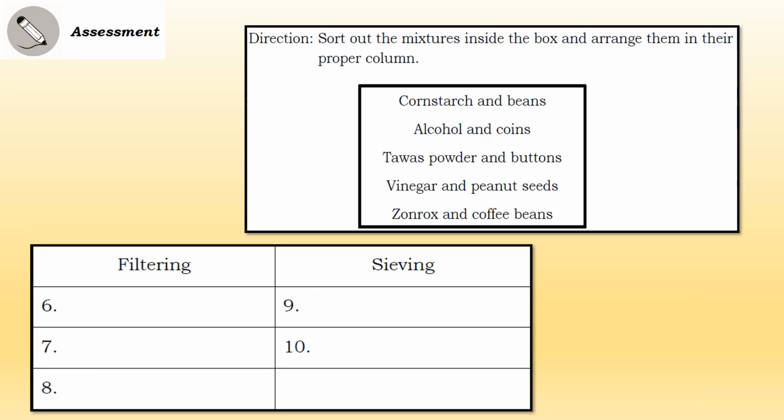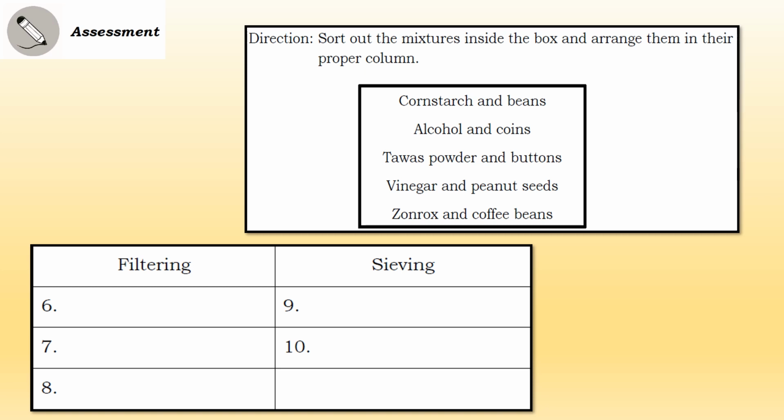On the next activity, you have to sort out the mixture inside the box and arrange them in their proper column. Okay, may nakikita tayong mga mixture dyan sa box natin. May 5 mixture dyan. Kayo ngayon ang mag-a-arrange dyan kung saan siya na proper column, kung paano natin siya isa-separate. Kung filtering ba, isulat mo siya sa baba ng filtering na column, or kung sieving ba siya, isulat mo siya sa baba ng sieving column.